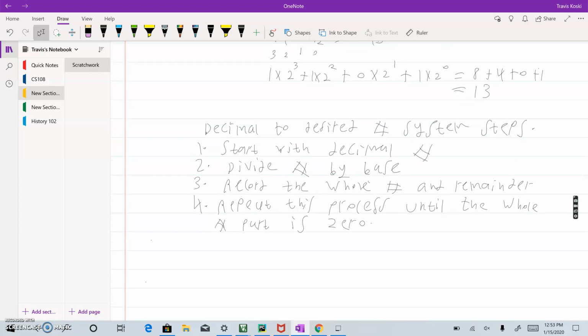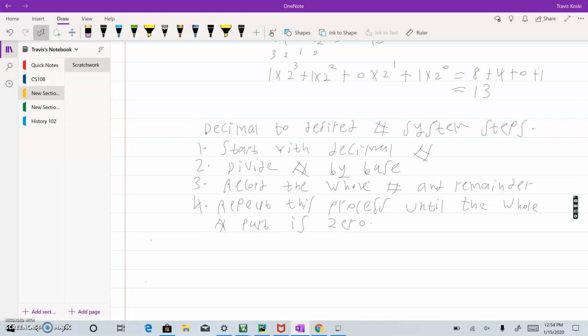Step number 1 will be just start with your decimal number, of course. And then step number 2 is going to be divide your decimal number by the base of the system that you want to convert to. In this case, we're going to be using 2. And then you want to record both the whole number and the remainder.